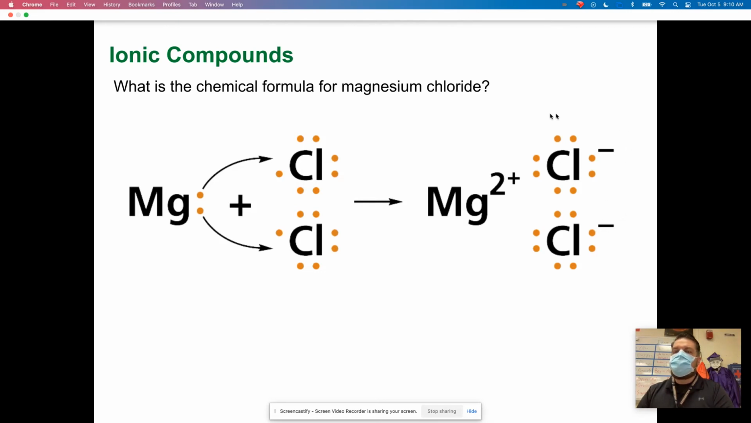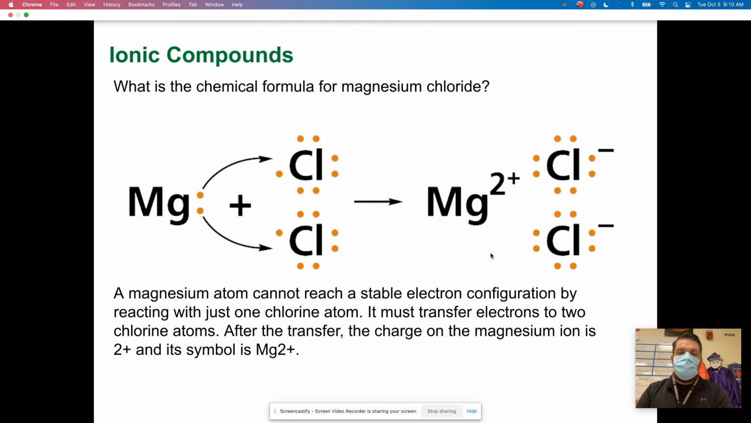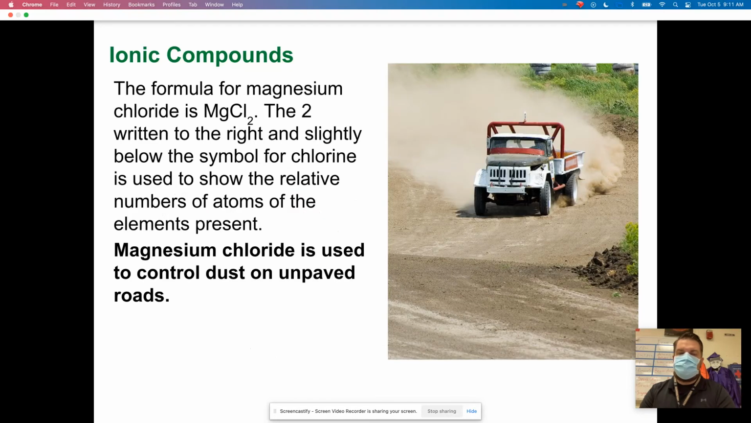So when there is a molecular structure in an ionic bond, the charges will always equal 0, because some atoms are going to be giving off electrons, which gives them a positive charge. Other atoms are going to be gaining electrons, and they're going to have a negative charge, and the charges should always equal 0. So a magnesium atom cannot reach a stable electron configuration reacting with just one chlorine atom. It must transfer electrons to 2 chlorine atoms. After the transfer, the charge of the magnesium ion is +2, and so the symbol is Mg2+.